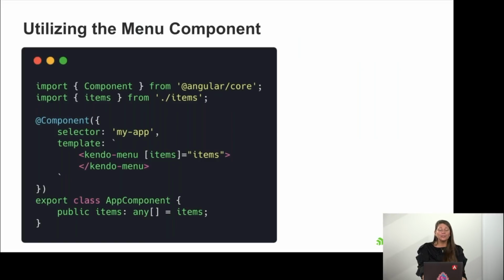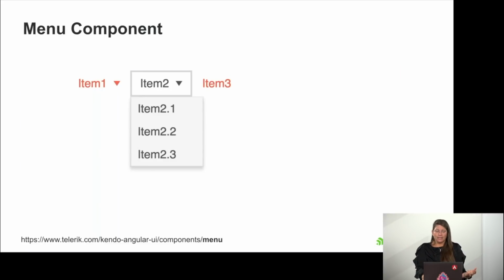Forgive me. Okay. So utilizing the menu component, I've got this to show you that inside of the component, it's literally just kendo-menu, and you can pass it items. And then inside of your class, you literally list out the items. And so here is what the menu component looks like with the drop downs, and how easy was that to actually include it, and it's already working.